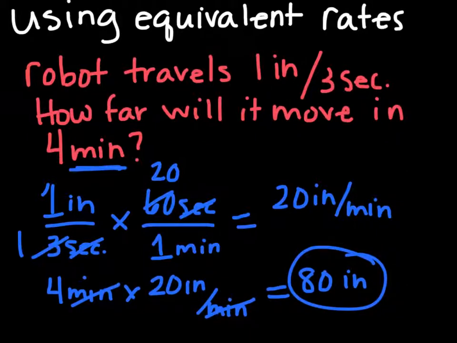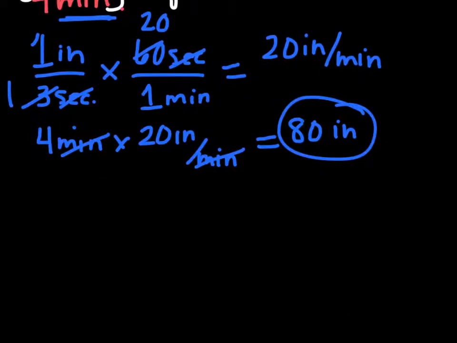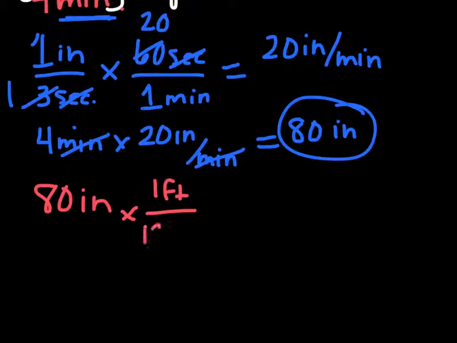What if we wanted to know the number of feet that the robot traveled in 4 minutes? Well, we just multiply by another conversion factor. We begin with our rate, 80 inches. We're going to multiply that by a conversion factor for inches to feet. In every 1 foot, there are 12 inches. Okay. Remember, we always set these up so that we can cancel out our units. Inches cancel inches. So this is the way we need to set up this fraction. It'll be 1 foot over 12 inches.